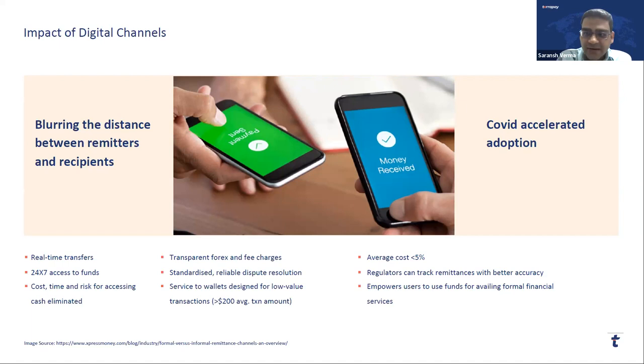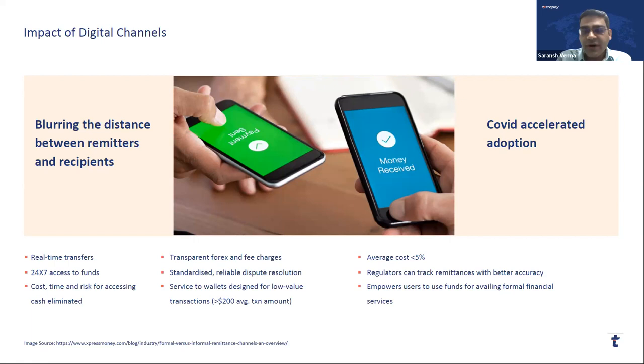TerraPay works with the UNCDF on a project which analyzes granular level remittance data and helps us in understanding the market better, the behavior of the participants in a much better manner. And it also empowers users to use funds for availing formal financial services, as I said.